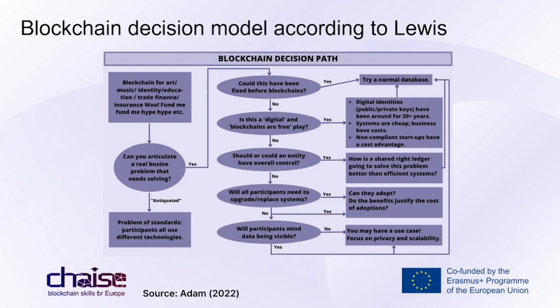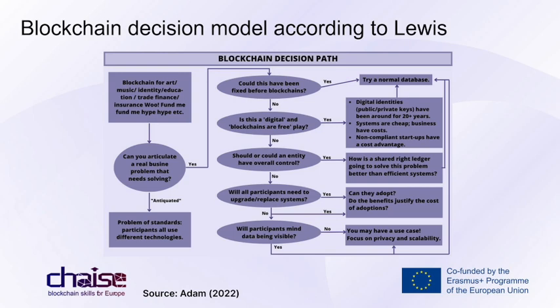Unless one has a good answer, the model then points back to the use of a traditional database. If the question of control in an organization was answered with the negative, the model questions whether participants need to update or replace the system. If so, can participants adopt it? And do benefits justify the cost of adoption?